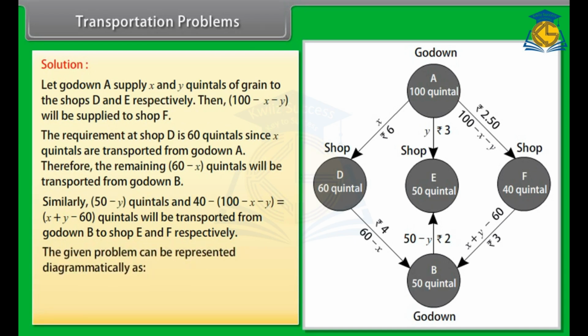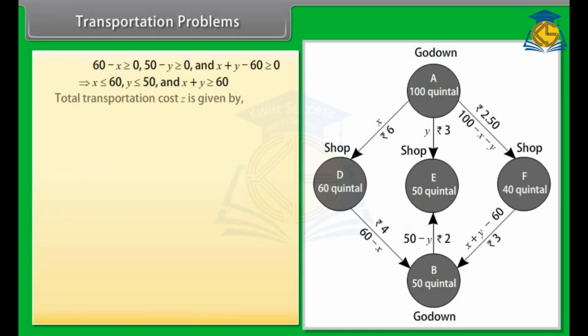The given problem can be represented diagrammatically. Total transportation cost Z is given by.